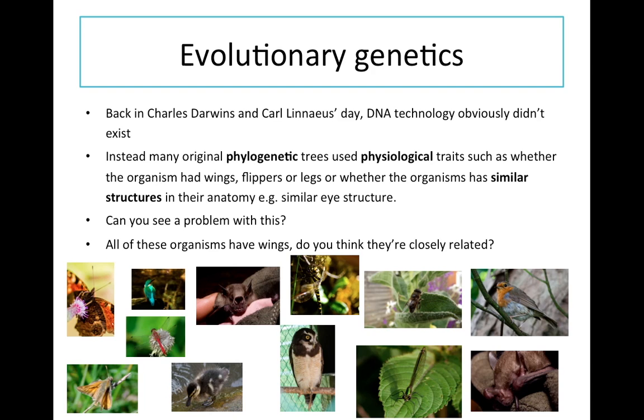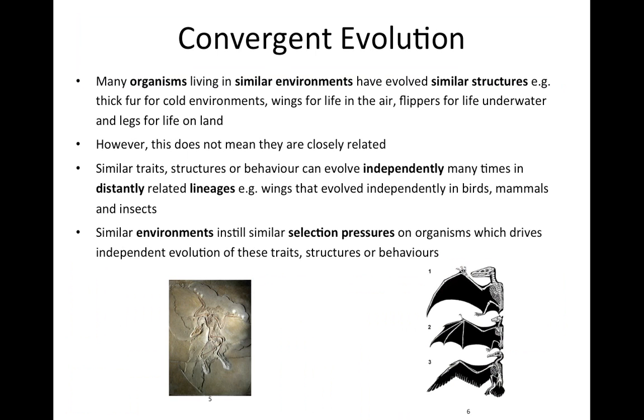And I really hope you're saying no, because on here we have, in fact, an insect, a bird, and a mammal. So they're not very closely related at all, but they all have wings. And this is because of convergent evolution. Many organisms living in similar environments have evolved similar structures. So for example, thick fur for cold environments, wings for life in the air, flippers for life underwater, and legs for life on land. However, this does not mean that they are closely related.